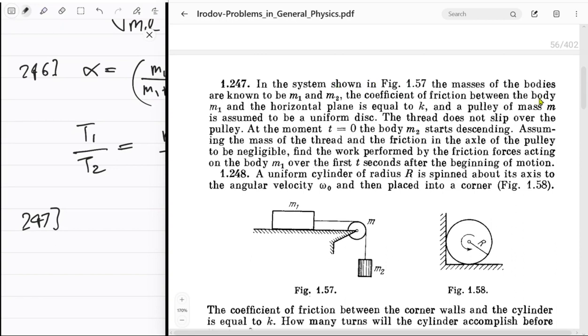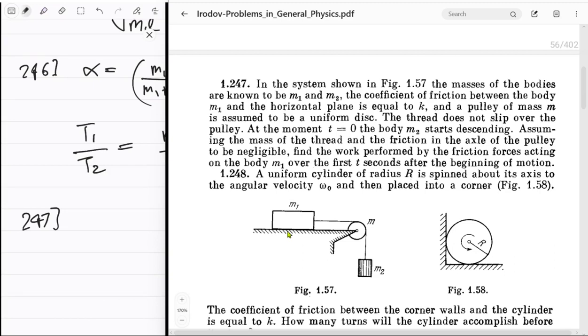The coefficient of friction between the body m1 and the horizontal plane is equal to k1, and a pulley of mass m is assumed to be a uniform disk. So masses are given. The thread does not slip over the pulley.